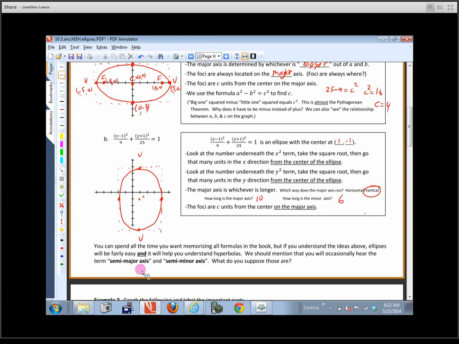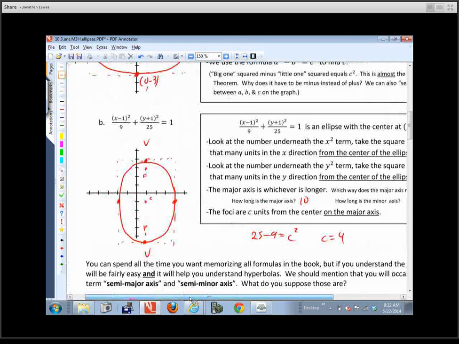Foci is C units from the center on the major axis. It's the big one minus the little one. So again, it's going to be 25 minus 9 equals C squared. So that means C equals 4. So that means I'm going to go up 4 and I'm going to go down 4. And there are the foci. Any questions?